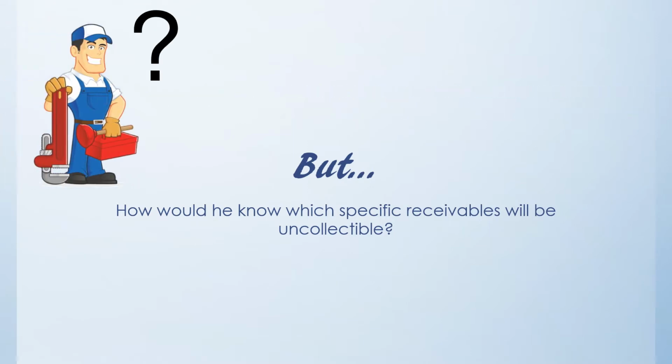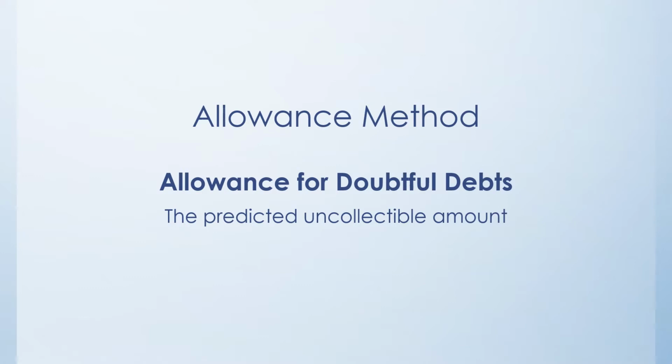But how would he know which specific receivables would be uncollectible? Using the allowance method solves his problem. It involves creating a balance called allowance for doubtful debts. This represents the dollar amount that John believes will be uncollectible.